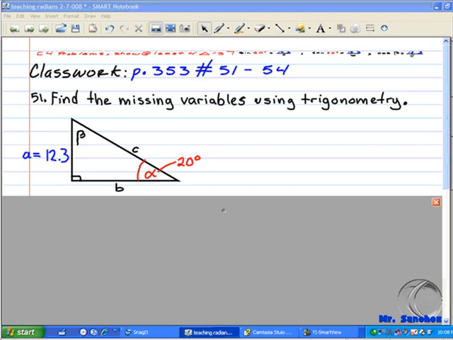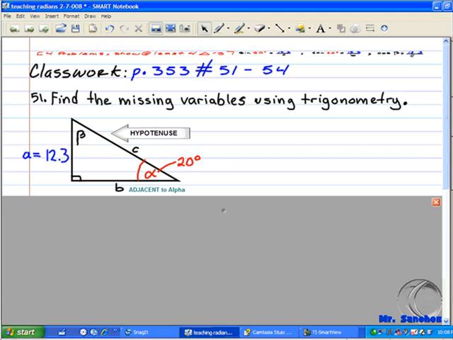Here's an example of how to solve the missing variables of a right triangle using trigonometry. The given variables are beta in the left hand corner of the right triangle, and below it is the variable b, and the hypotenuse is c. Given information is that alpha, its measure is 20 degrees, and its opposite side, called a, is 12.3.